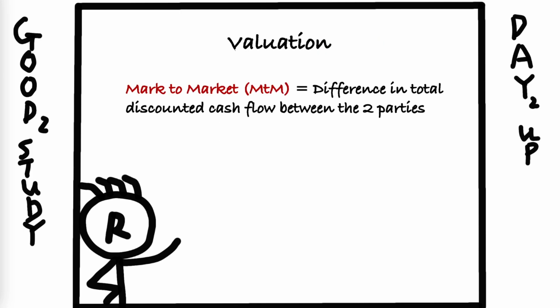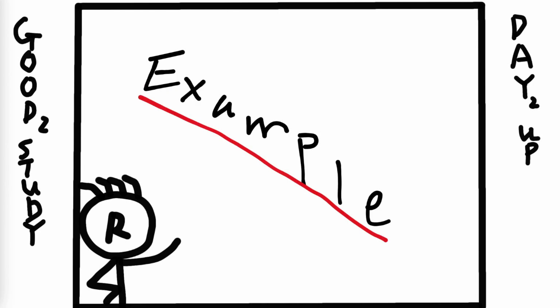So how do you value an interest rate swap contract? Usually, an interest rate swap will start with a mark-to-market value of 0. After that, the mark-to-market of this contract will change with the market. So the value of this contract is basically the difference in total discounted cash flow between the two parties. An easier way to understand an interest rate swap is that you're exchanging the cash flow of two bonds, and the value of the contract is the difference in the value of the two bonds. Let's look at an example.